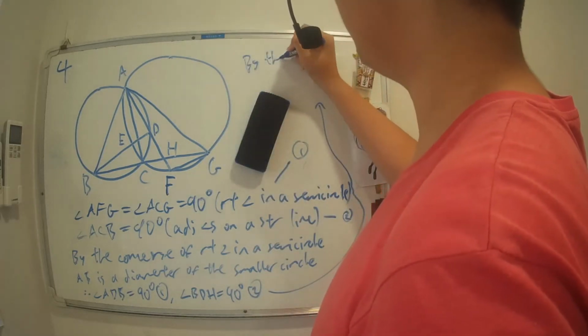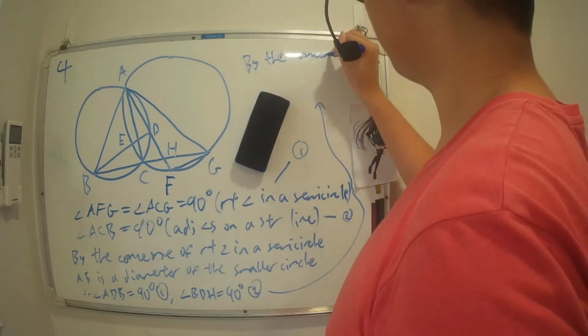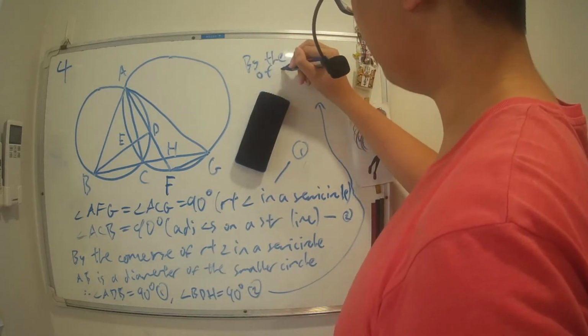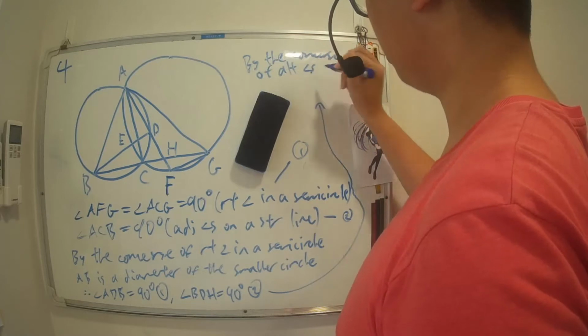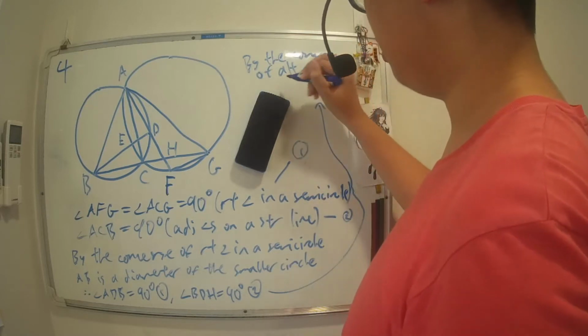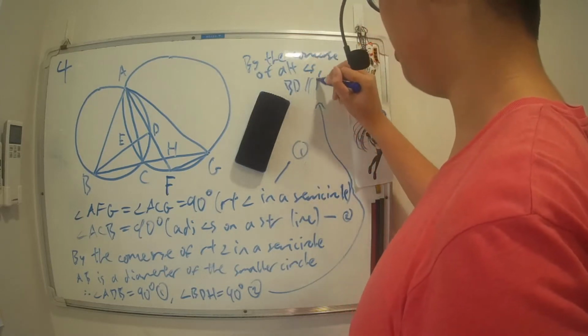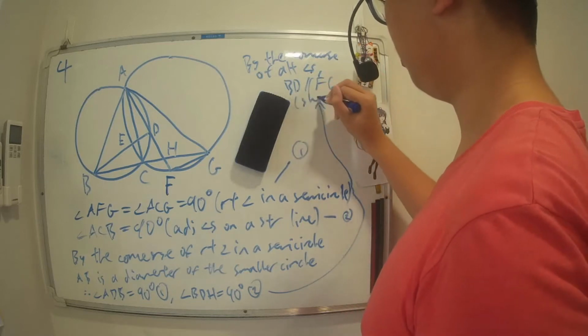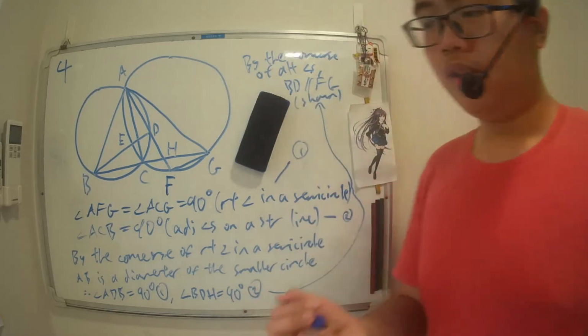By the converse of alternate angles, BD is parallel to FG. Okay? Yeah. This is 2 marks.